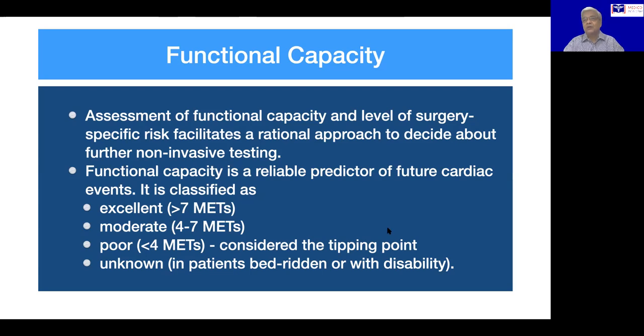In case the patient has got METs less than 4, we should be very careful about the risk assessment. At times, the risk assessment based on functional capacity cannot be done because the patient is bedridden or has a disability and is unable to walk. Here we classify the functional capacity as unknown.